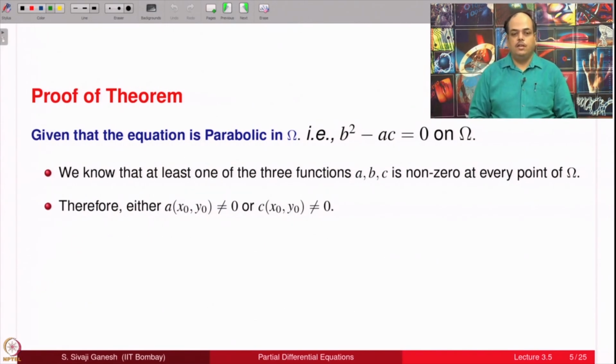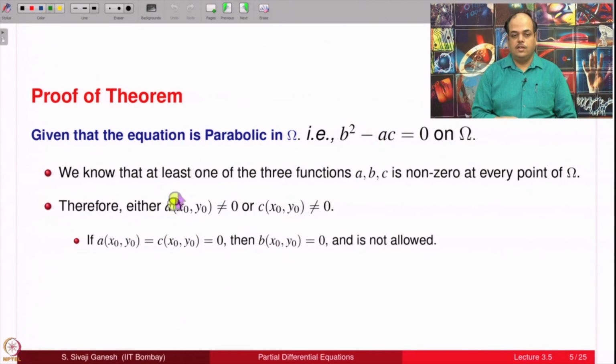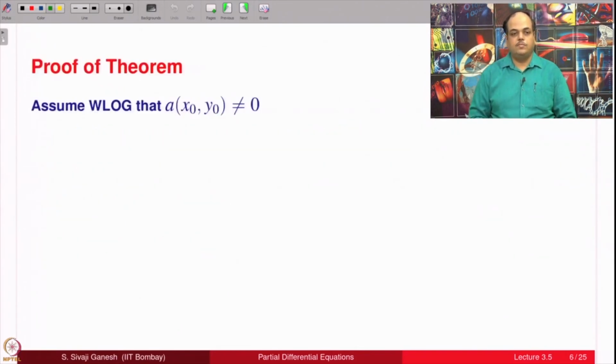Okay. If it does not happen, what will happen? A and c both of them are 0 at x0 y0. The moment AC is 0, this equation tells us b square is also 0 at that point. That means b of x0 y0 is 0. It means all the three, namely a of x0 y0, b of x0 y0 and c of x0 y0, are 0 and that is not allowed. Therefore, we have this, either this is non-zero or this is non-zero, at least one of them happens.